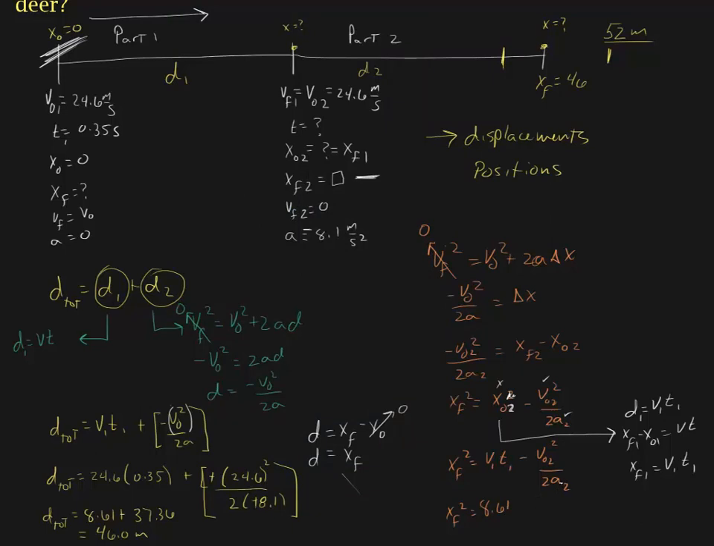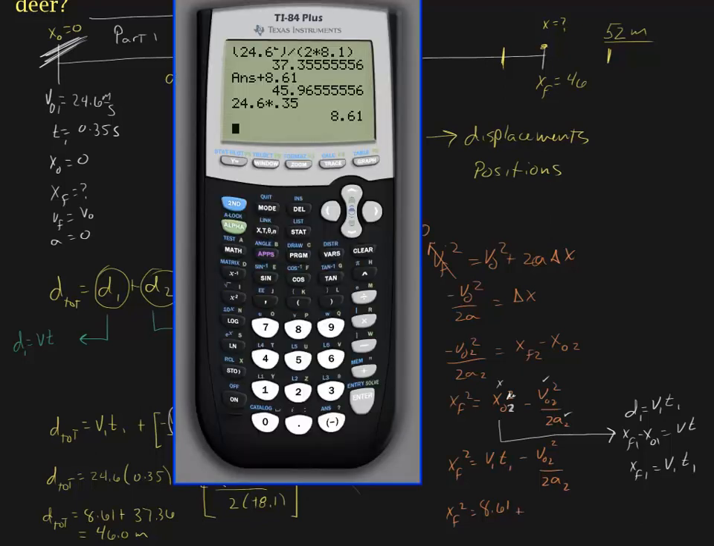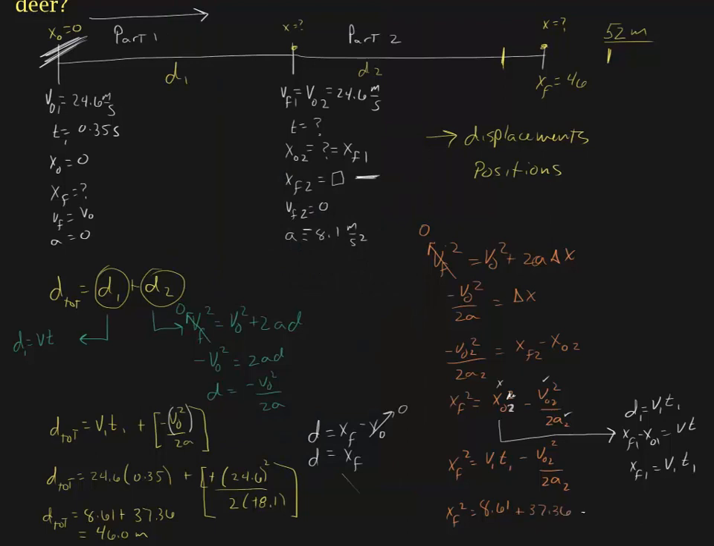The acceleration here is negative, and that's going to cancel with this negative, so we know it'll be positive. And so we get, let's see here, v initial 2 was 24.6. We'll square that, and we'll divide that by 2 times 8.1. And that gives us 37.36. And when we add that up, we have the exact same thing. That becomes 46.0 meters. So we get the exact same answer both ways.